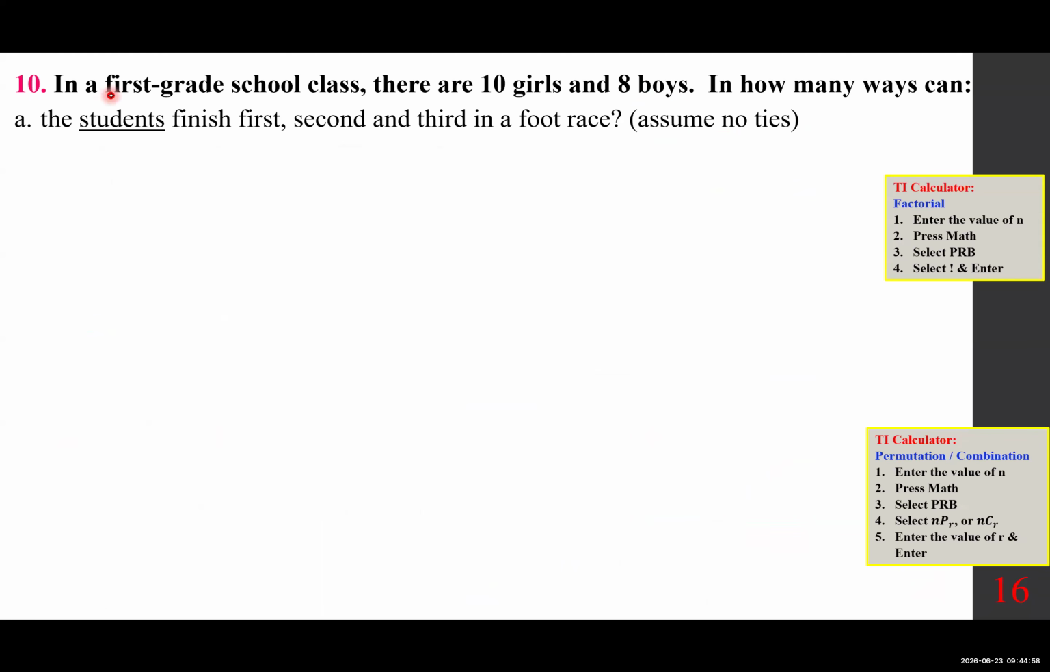In a first grade school class, there are 10 girls and 8 boys. In how many ways can the students finish first, second, and third in a foot race? Assume no ties. And this is again using a TI calculator. I'll go over that in a moment. So order is important.